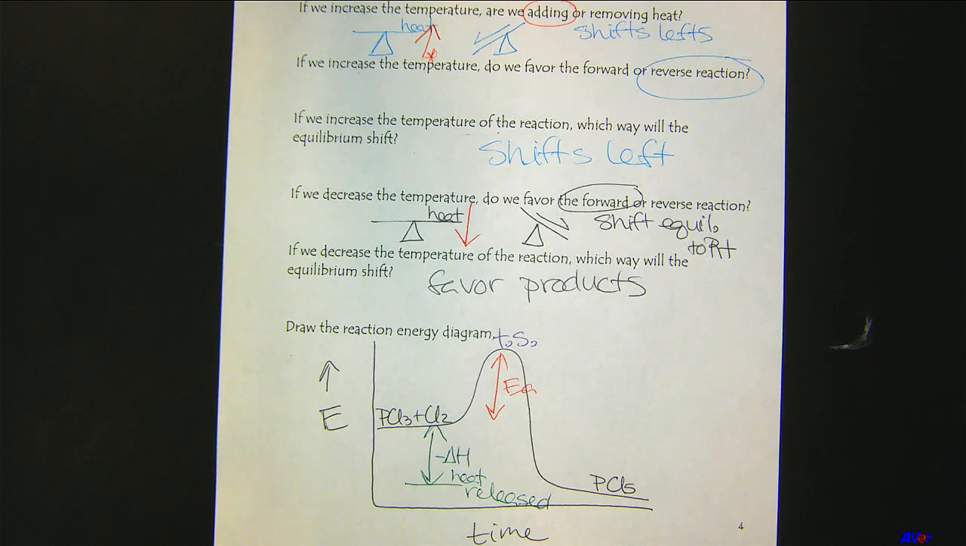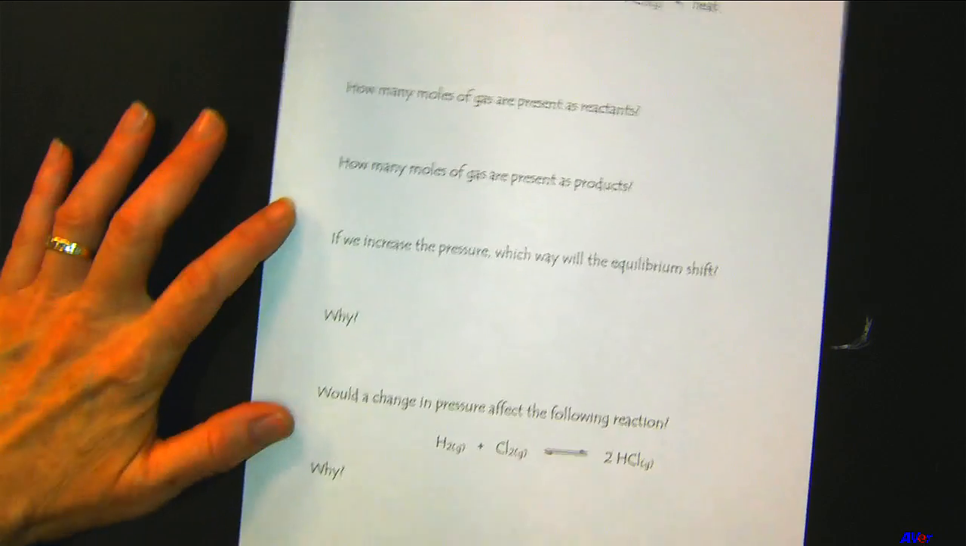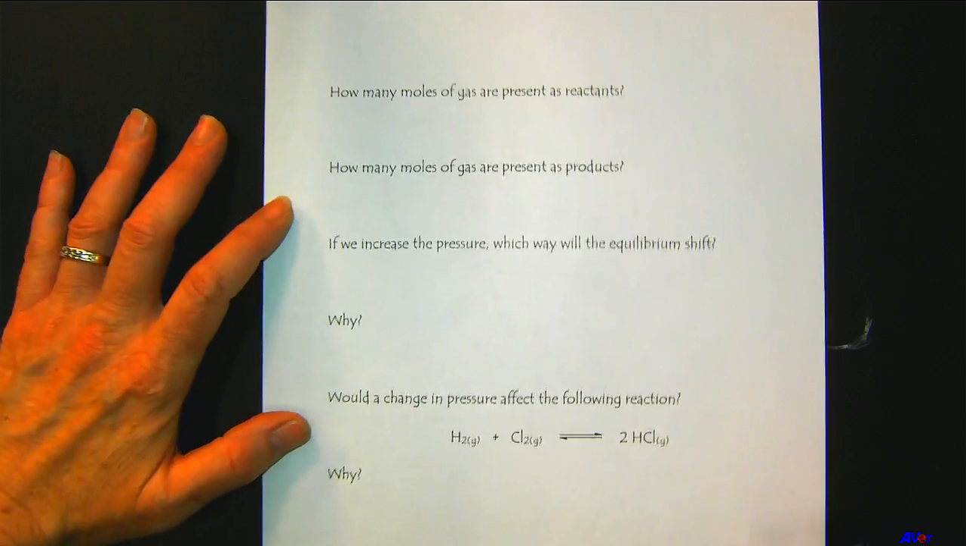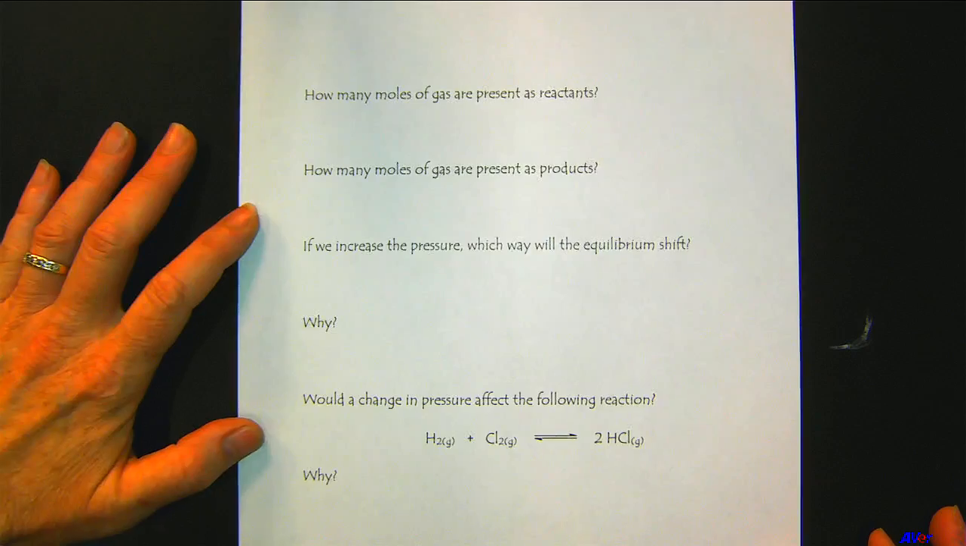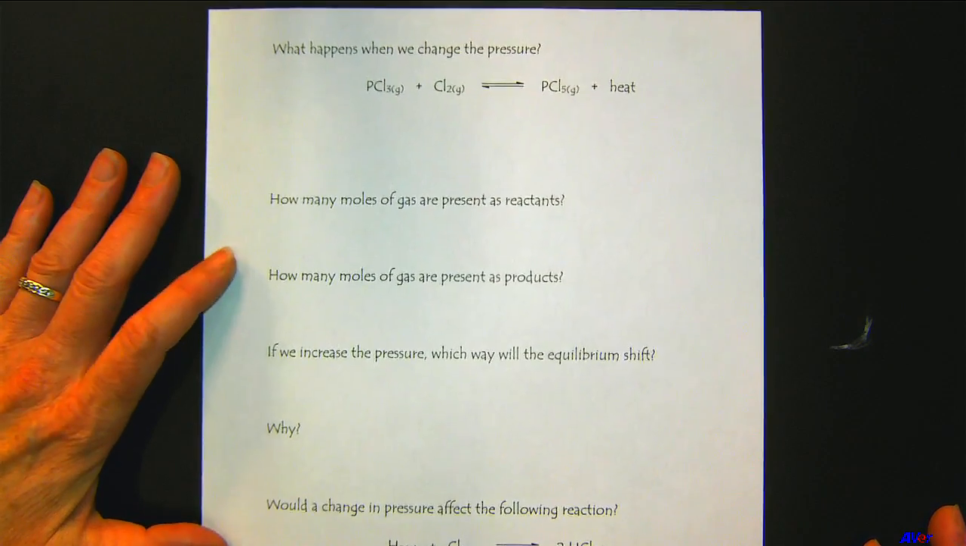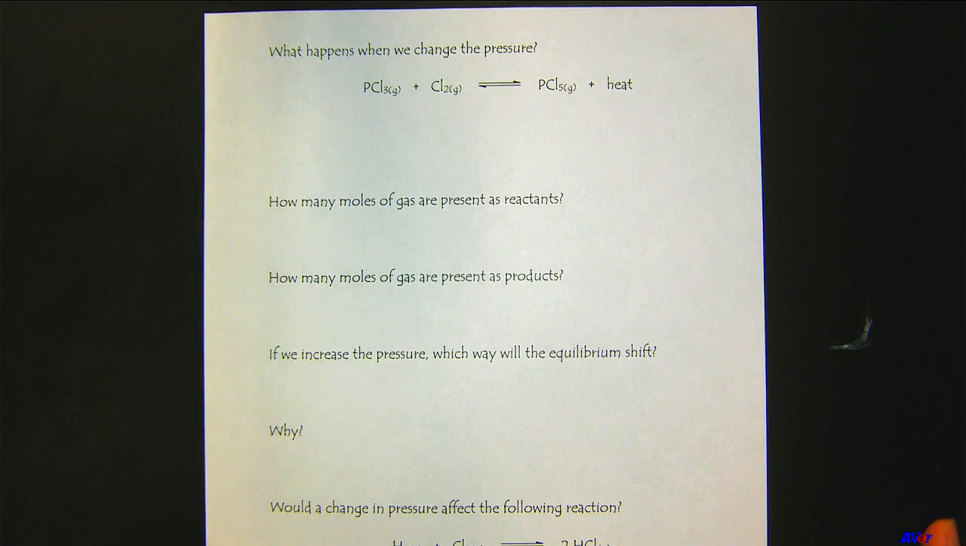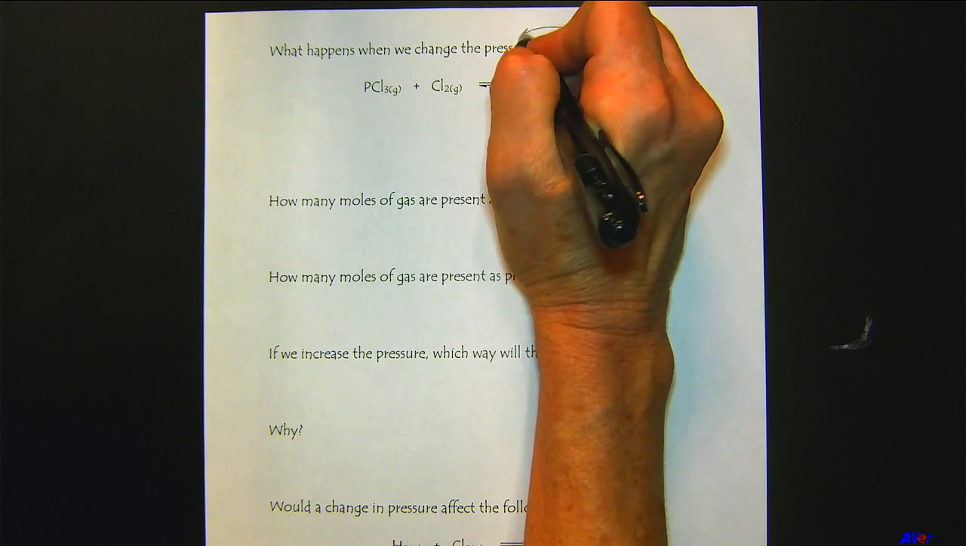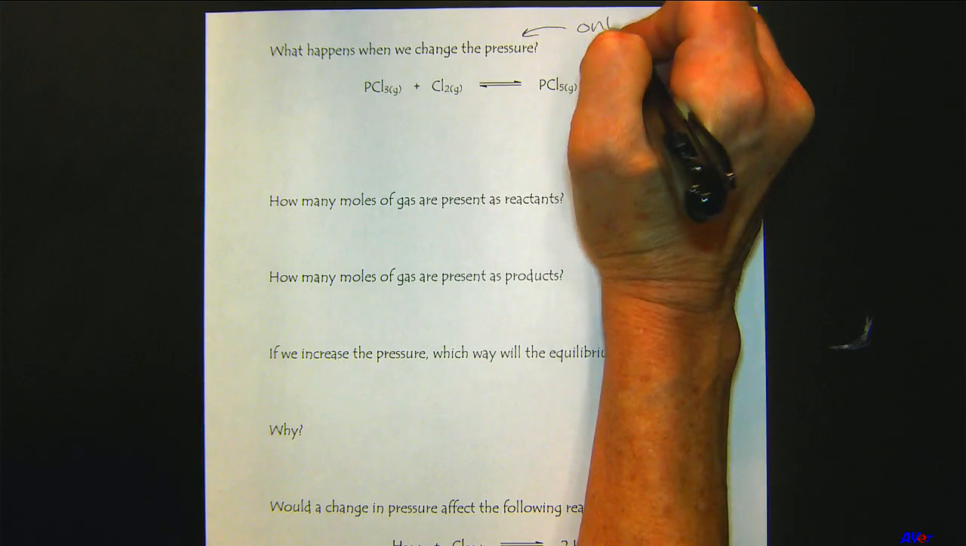Okay, so we're bringing it all together. We've looked at the effects of concentration, we've looked at the effects of temperature, and now we are going to look more closely at the change of pressure and volume. Okay. So, here we go. Voila. All right. So now, when we are changing pressure, remember that we only look at pressure and volume for gases.